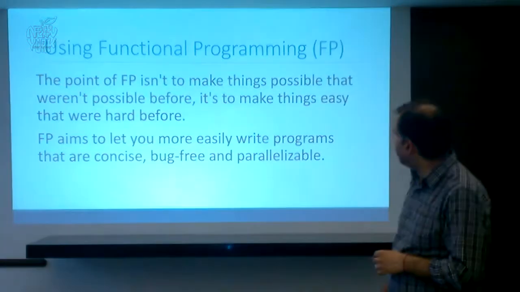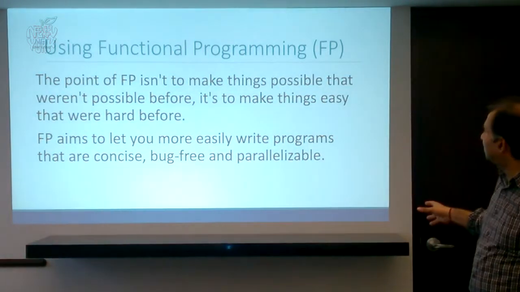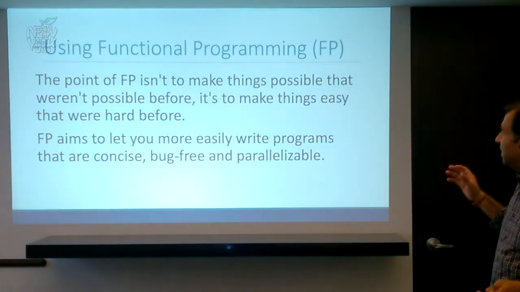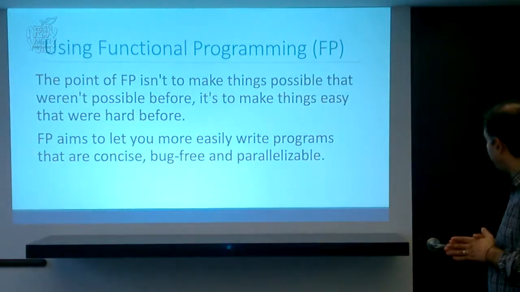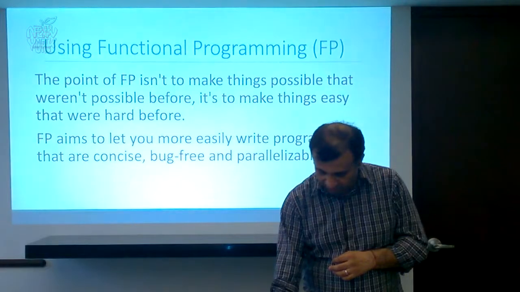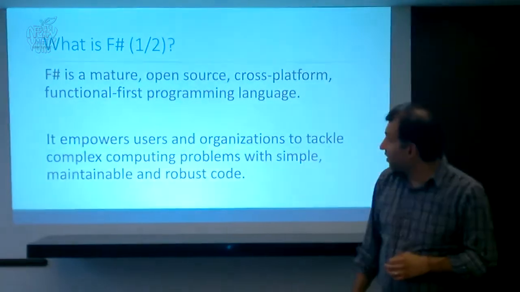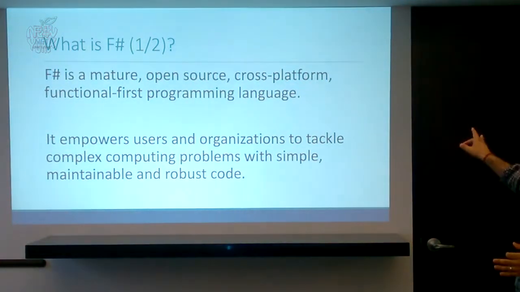So again, this is a slide I took from the internet. The goal of functional programming basically is to make things easy that were hard to code. It lets you write programs that are concise, bug-free, and parallelizable. So having talked about functional programming, let's talk about FSharp. So what is FSharp? FSharp is a mature, open source, cross-platform, functional first programming language.